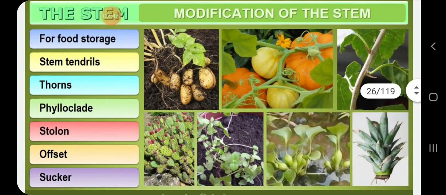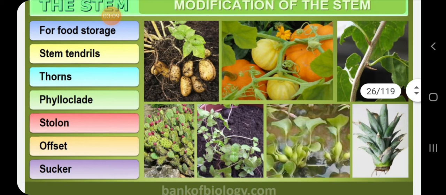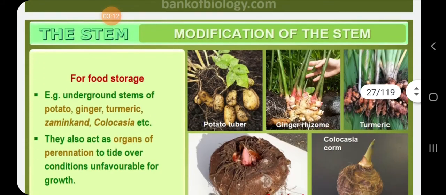Now, modification of the stem. What functions can they do when they are modified? They can store food. Stem tendrils are formed, so tendrils help in anchoring and attaching to the host or support. Thorns for the protection, phylloclade, stolon, offset, and sucker. So one by one we will talk.